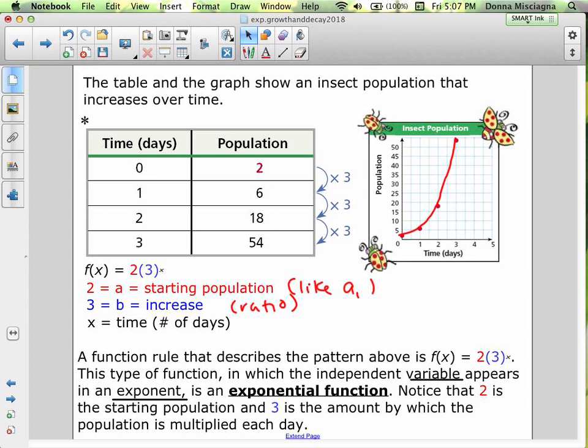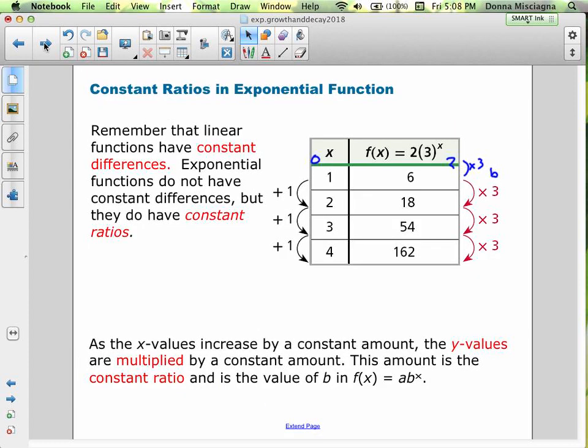Notice that 2 is the starting population and 3 is the amount by which the population is multiplied each day. Right? So if we follow the formula I gave you for setting up exponential functions, you'll know exactly how to write the equations. You're looking for your starting population and your rate of increase. And if we're tripling, our rate of increase is going to be 3.